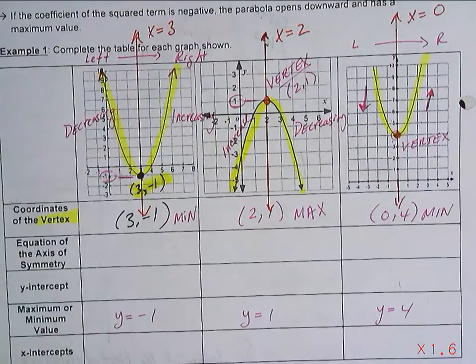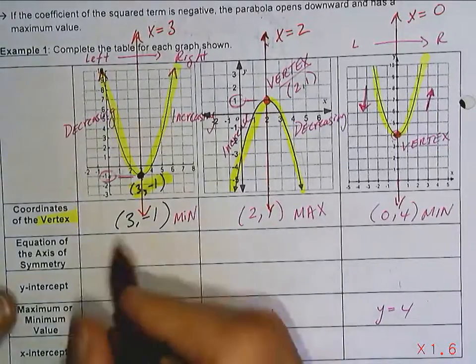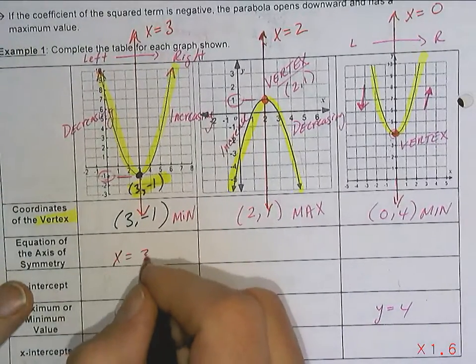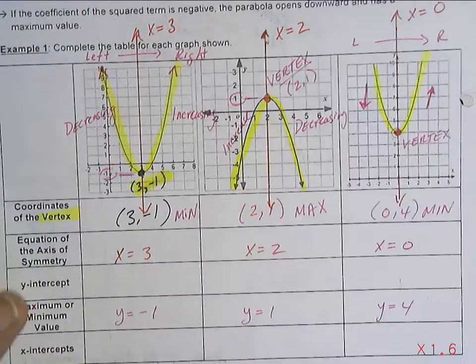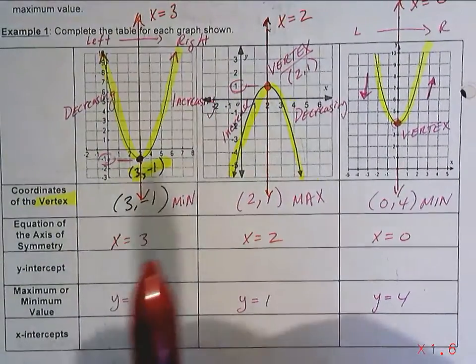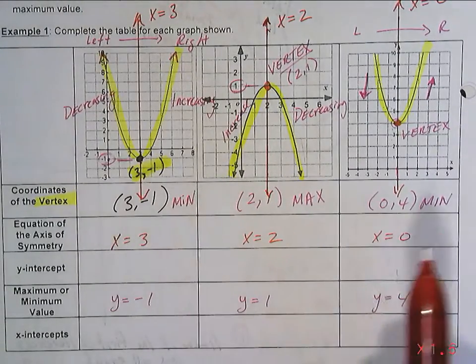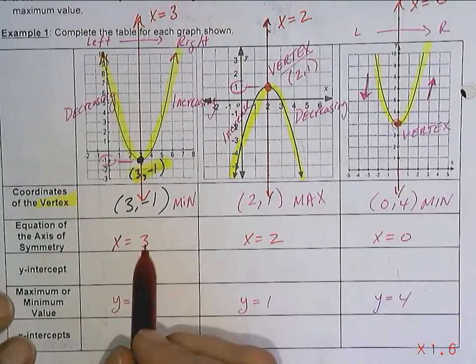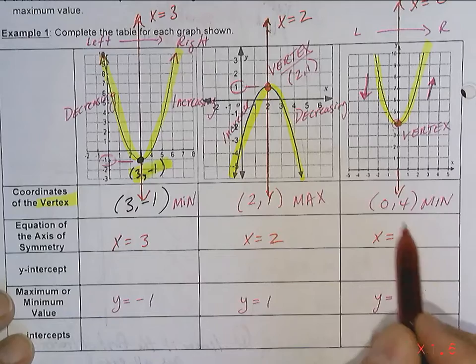So notice that all of the parabolas have an axis of symmetry. They have different equations: x equals 3, x equals 2, x equals 0. Notice that they're all x equals because they're vertical lines. And notice that this value is the same as the x coordinate of the vertex.